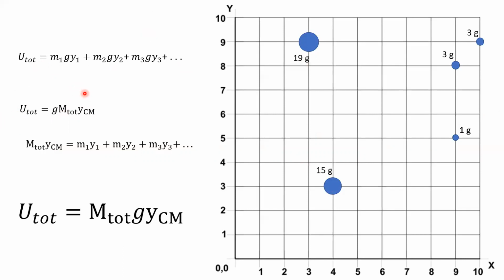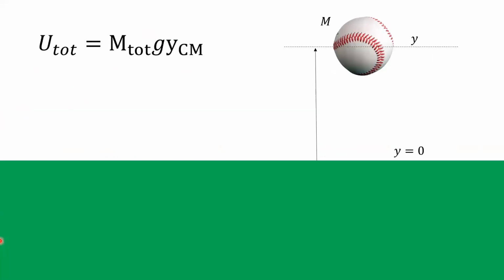So let me rewrite that here. U total equals M total g y center of mass. That sounds kind of wordy. Here it is again. So let's apply that to something like a baseball. So a baseball's been struck up into the air by a baseball bat, and when it's at a height y above the ground, and when I say it is at a height y, what do I mean? Because the bottom of the baseball is at a different height than the top of the baseball. I'm talking about the center of mass. The baseball's center is at a height y above the ground, and that's the height that I'm interested in.